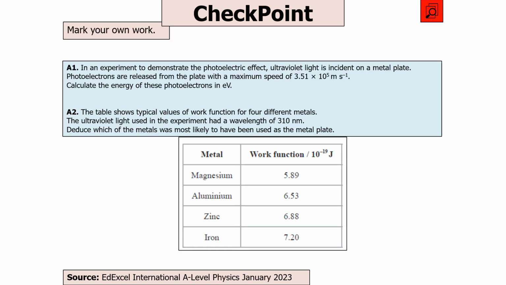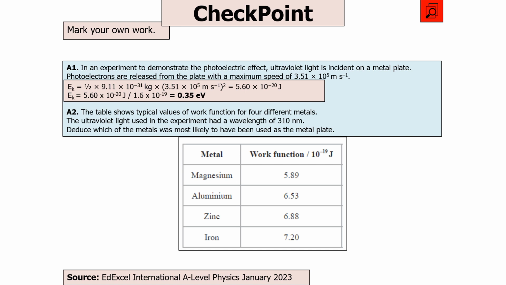Right, so in this one, what you've got to do is you say, right, well, the kinetic energy is a half mv squared, and we know that the mass is that of the electron, which we're given on the equation sheet. So you pop all the values through, and you get the energy in joules to be 5.60 times 10 to the minus 20 joules. You then divide that by 1.6 times 10 to the minus 19 to get the answer to be 0.35 eV.